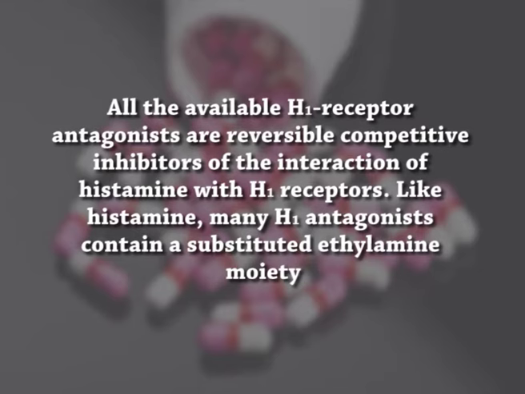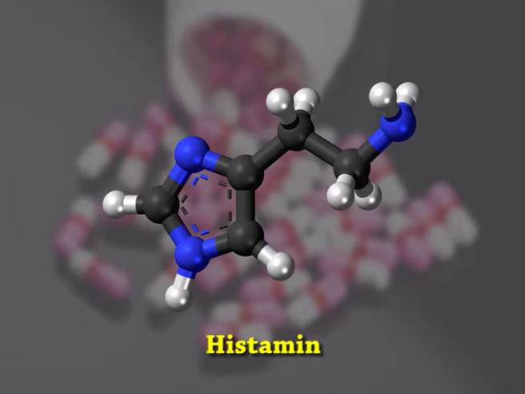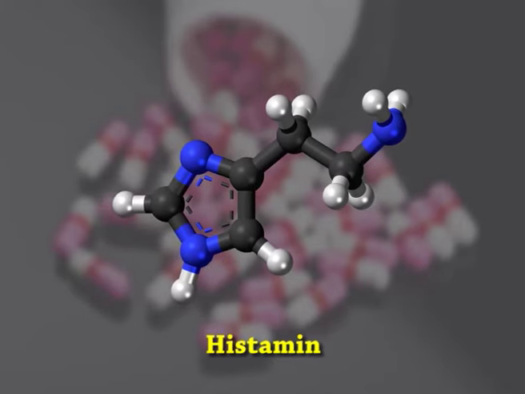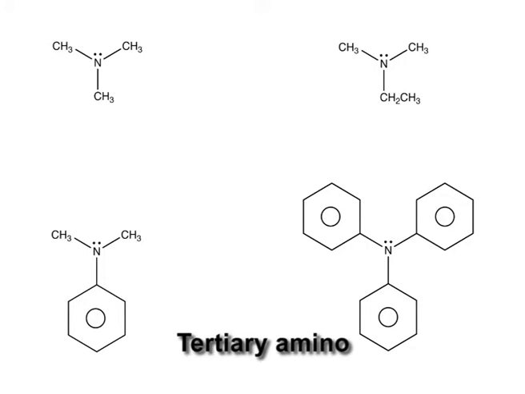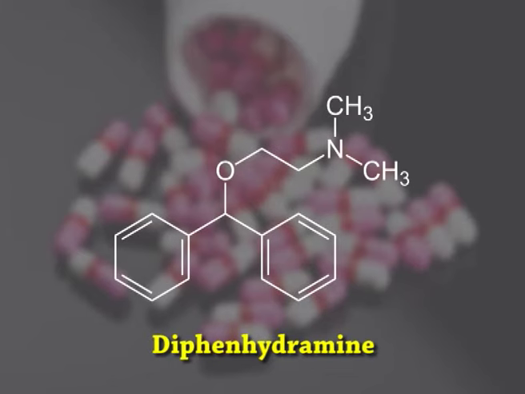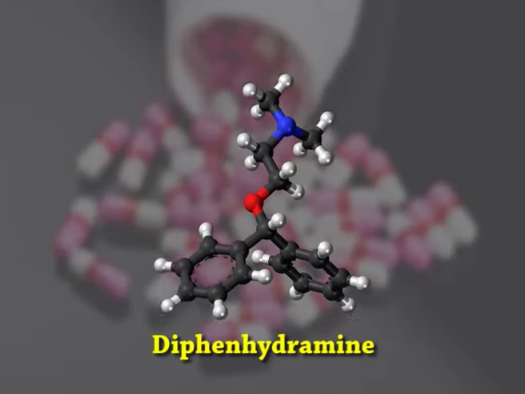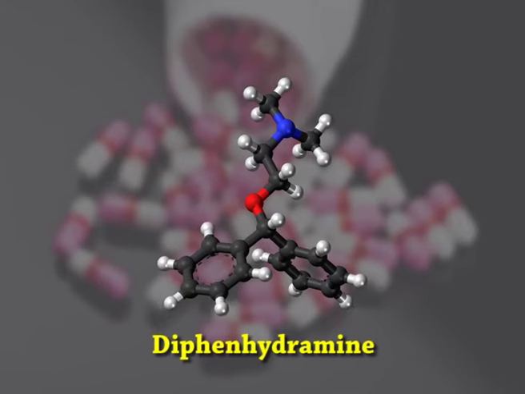Like histamine, many H1 antagonists contain a substituted ethylamine moiety. Unlike histamine, which has a primary amino group and a single aromatic ring, most H1 antagonists have a tertiary amino group linked by a 2 or 3 atom chain to two aromatic substituents. An example is diphenhydramine.